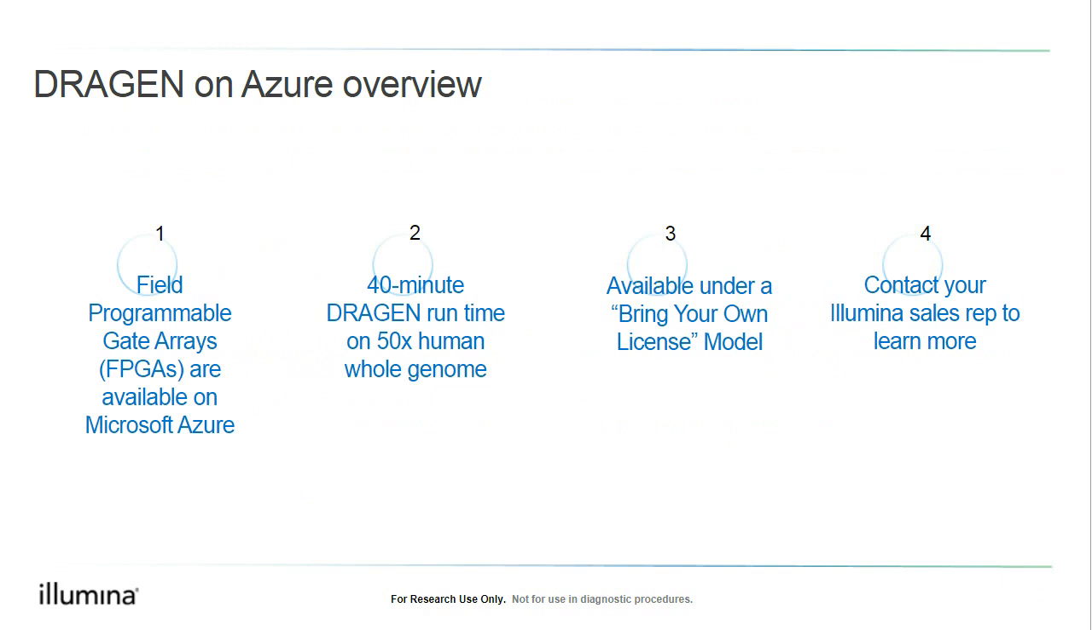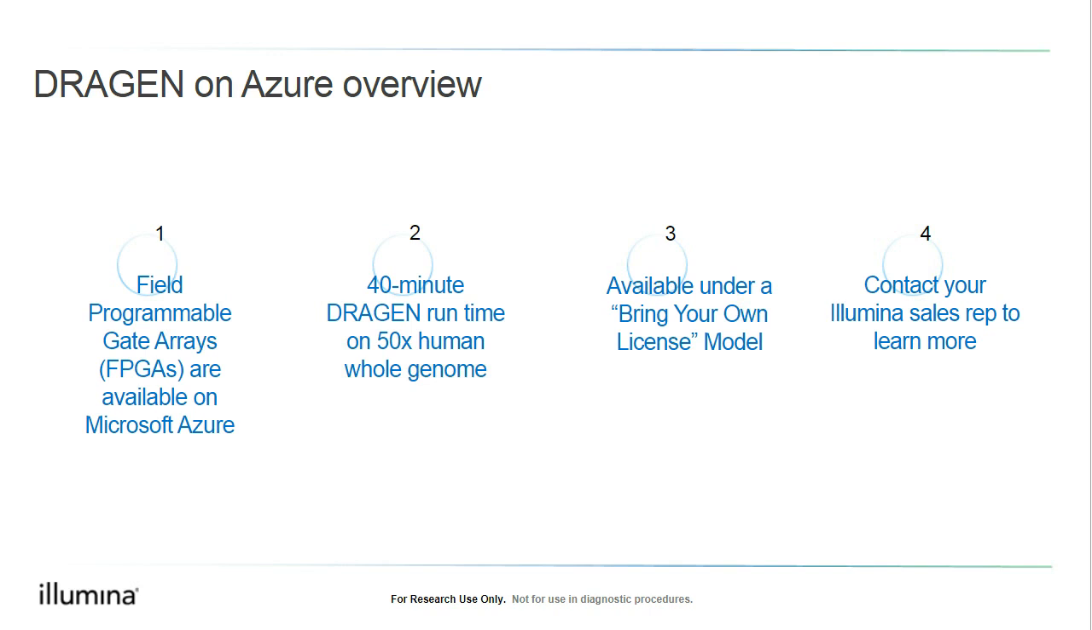Just an overview of what we have on Azure today with DRAGEN. Microsoft Azure has now deployed field programmable gate arrays on machines that are available in their cloud. These machines are called NP instances. If you remember from the AWS side, they are called F1s. In the Azure world, they are called NP instances.